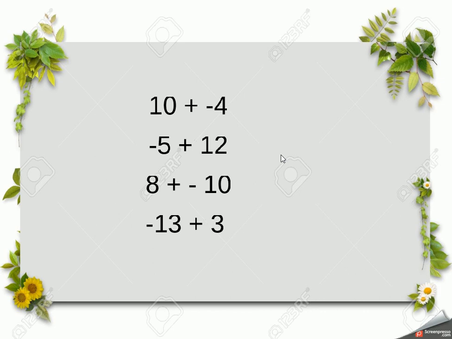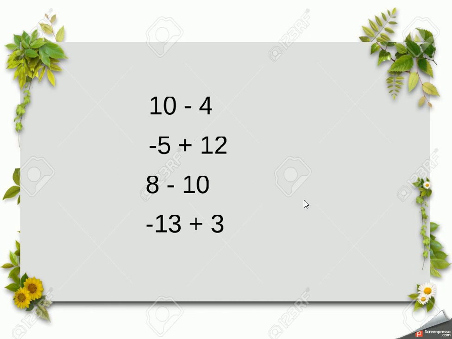So what's the first thing we're going to do? Well, the first thing is if we have 2 signs next to each other, we've got to change them so that we've got 1 sign. And in this case, if you've got a plus and a minus next to each other, we can change it to a minus. So the top one, which is 10 add minus 4, and the third one, which is 8 add minus 10, we can actually change those to 10 minus 4 and 8 minus 10. This is going to make it a little bit easier.